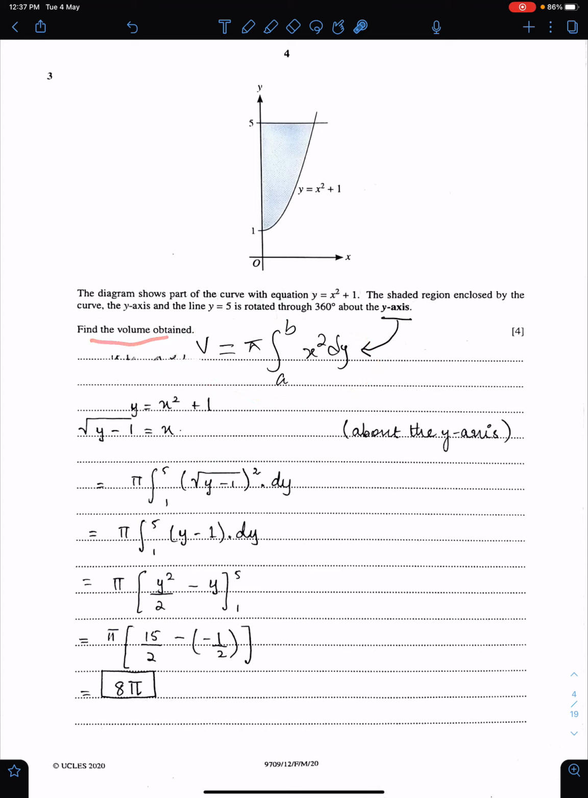Find the volume obtained. Number one, you need to make x subject from this equation. This is x squared. Now substitute this here with limits 1 and 5. Now get the simplified form of this, which is y minus 1. When you integrate this, you will get y^2/2 minus y, and these are the limits. Give your answer in terms of pi, because this is the exact answer.